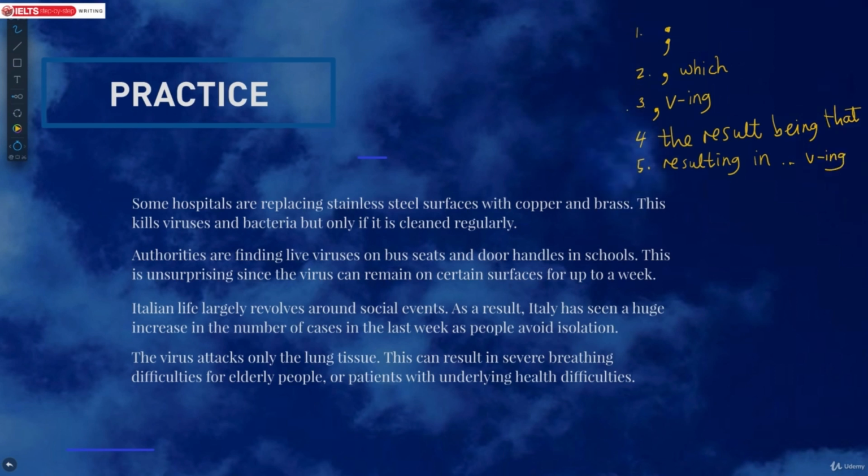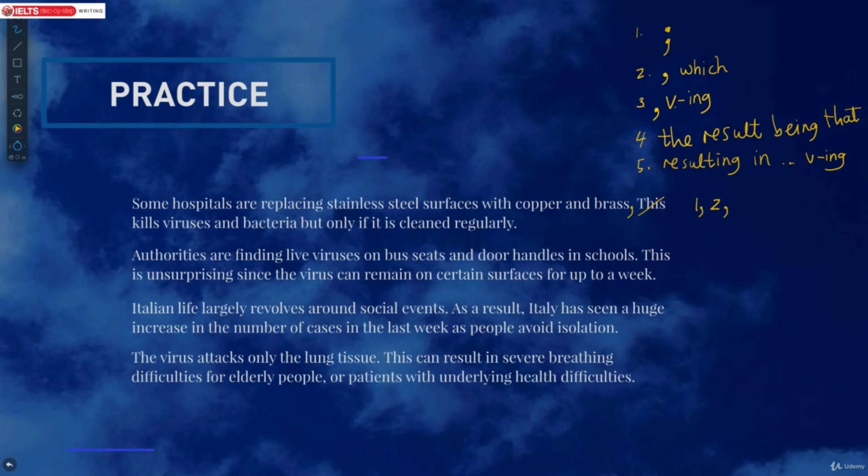We're going to be using as many of these as we can in these practice sentences here. So let's look at the first one. Let's see which ones we can use. Some hospitals are replacing stainless steel surfaces with copper and brass. Can I use number 1? Certainly can, yes. So number 1 I can do. Can I use number 2? Which? So some hospitals, which kills? Good. So for number 2, I just take away this with a comma, and I can say which kills viruses and bacteria, but only if it's cleaned regularly. Great.